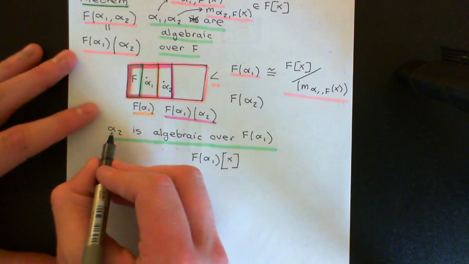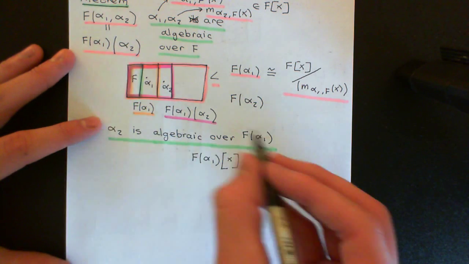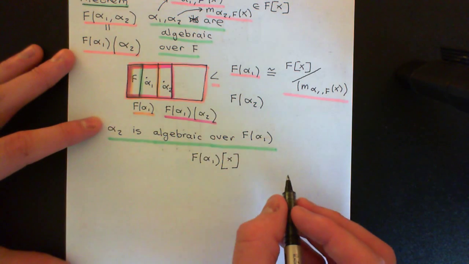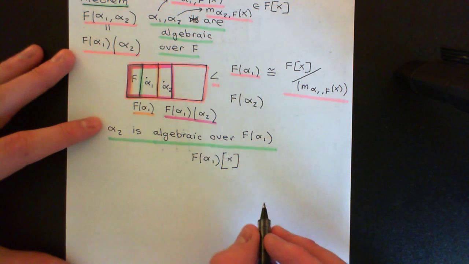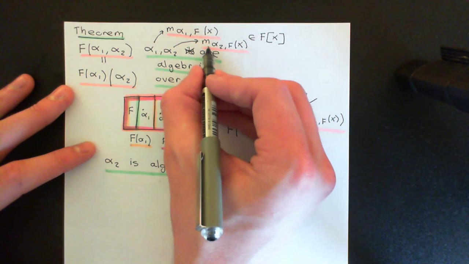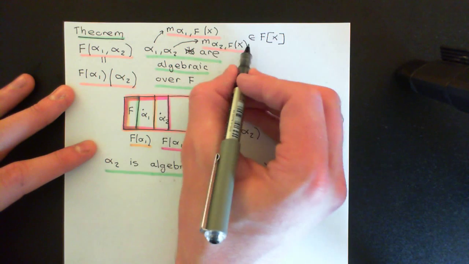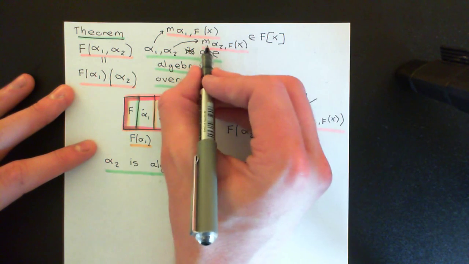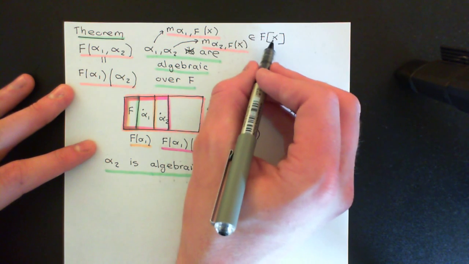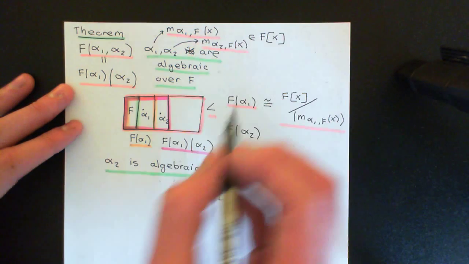Now, if alpha 2 is algebraic over F, then that must mean that there was some polynomial in the ring of polynomials over the field F which had alpha 2 as a root. In particular, this one here, the minimal polynomial of alpha 2 over F, that's one of them. All the other ones are obviously multiples of this, okay? Elements of the ring of polynomials over the field F multiplied by this. But that'll do, that's one of them.